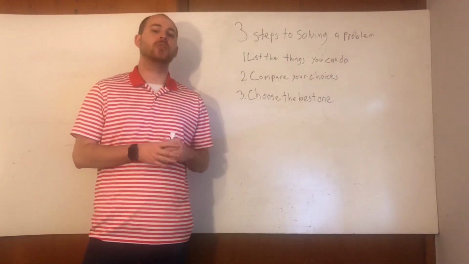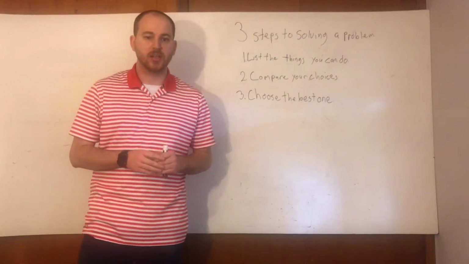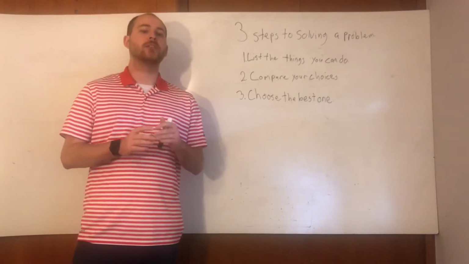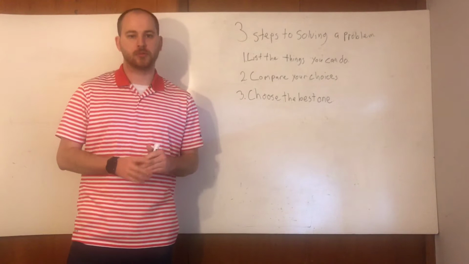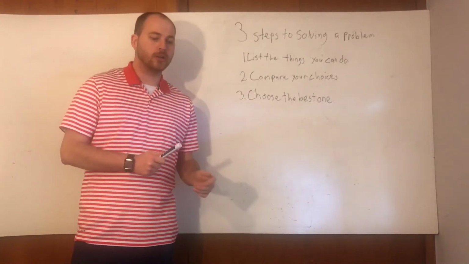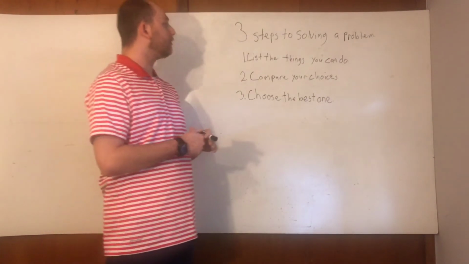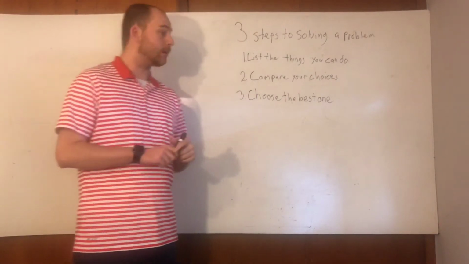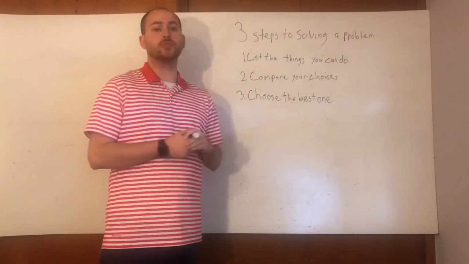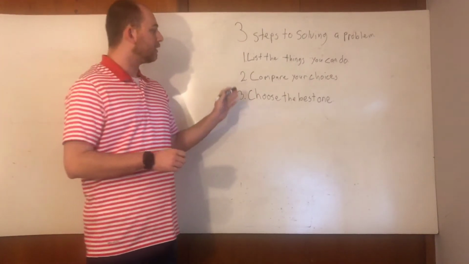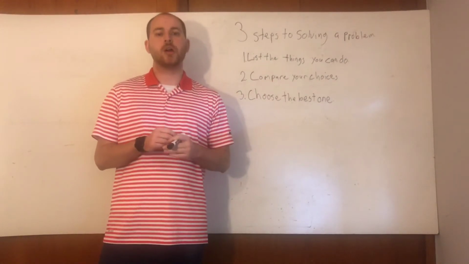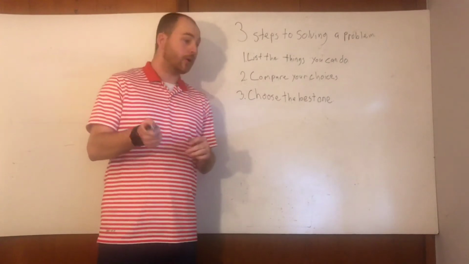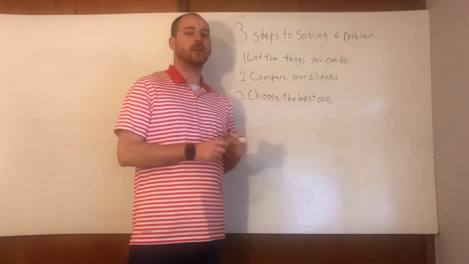Now it is time to do the activity for Session 8. In this activity, we are going to answer our third essential question, which was, how do we solve problems? As mentioned earlier, we have 3 steps in solving a problem. Our first step is to list the things you can do. The second step is to compare your choices. And remember, some choices will have better consequences than others. And then our third step is to choose the best one.